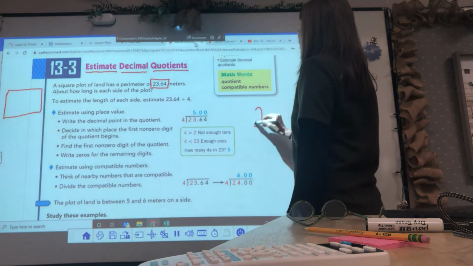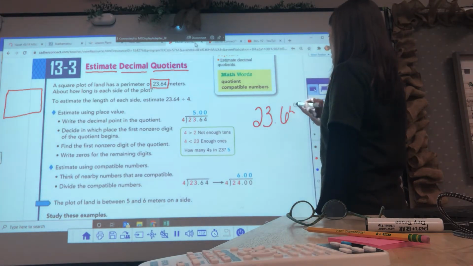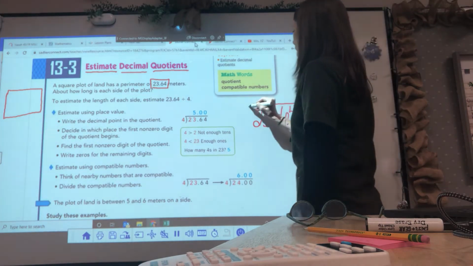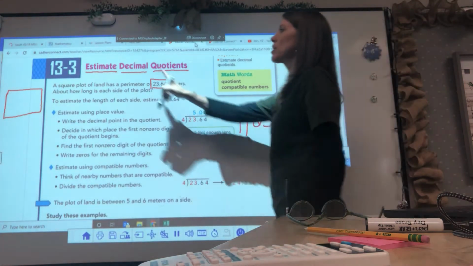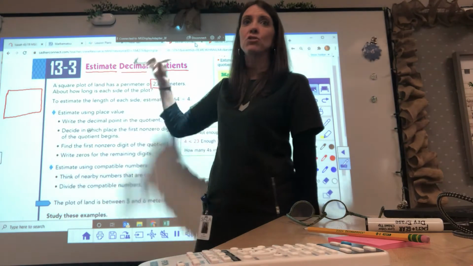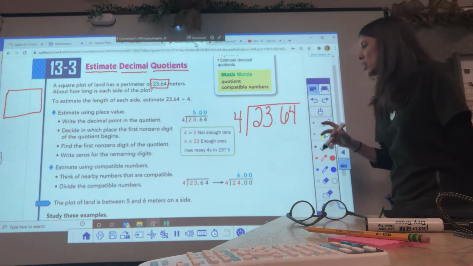We're going to take 23.64, or 64 hundredths, divided by 4. Okay, so here we go. Now we're going to estimate the answer to a decimal problem. All right, how are we going to do that?